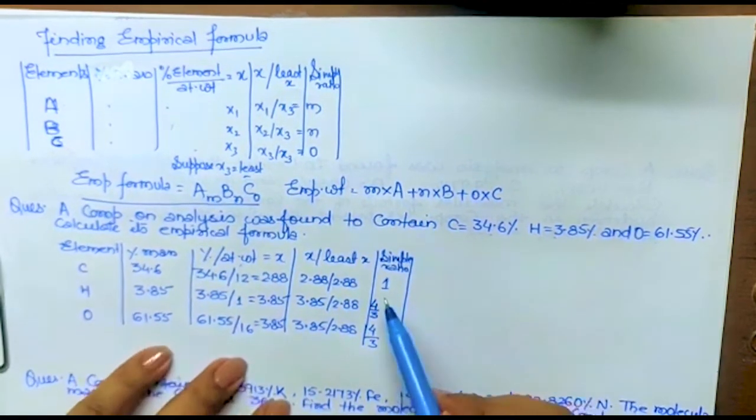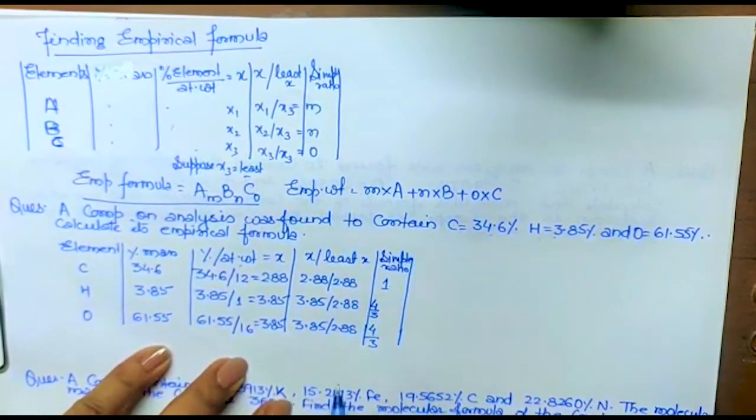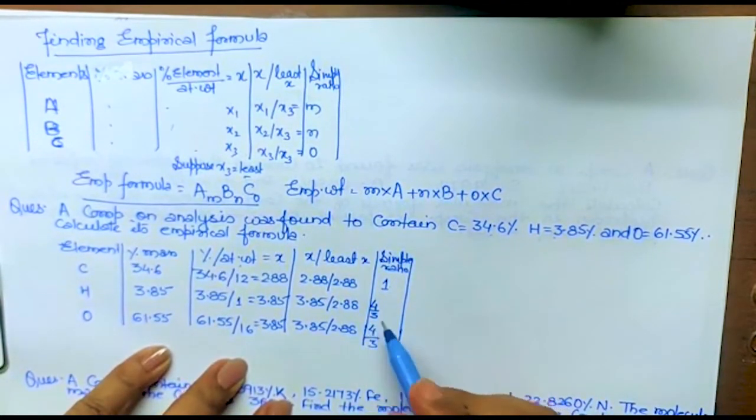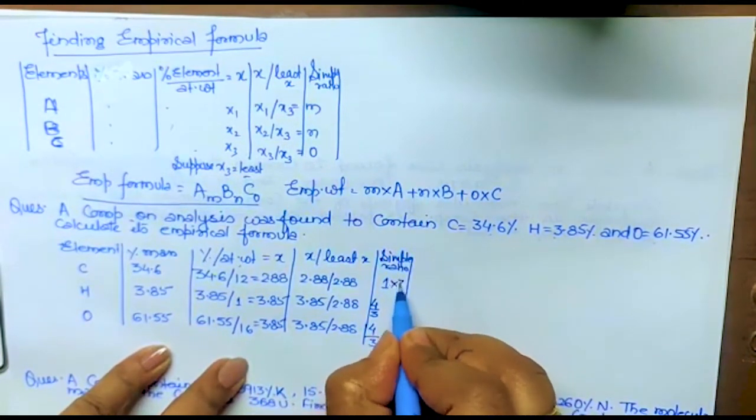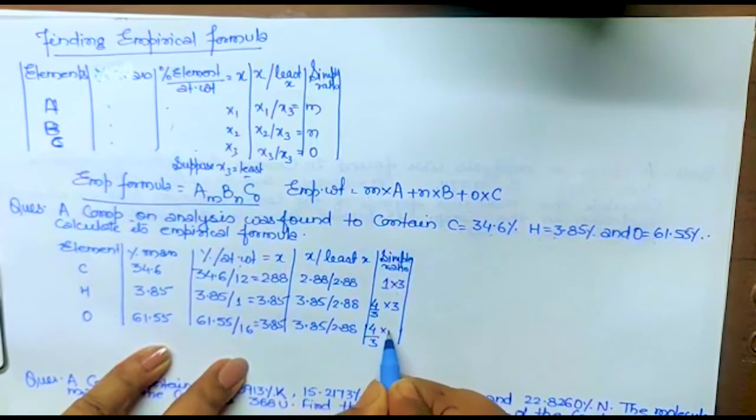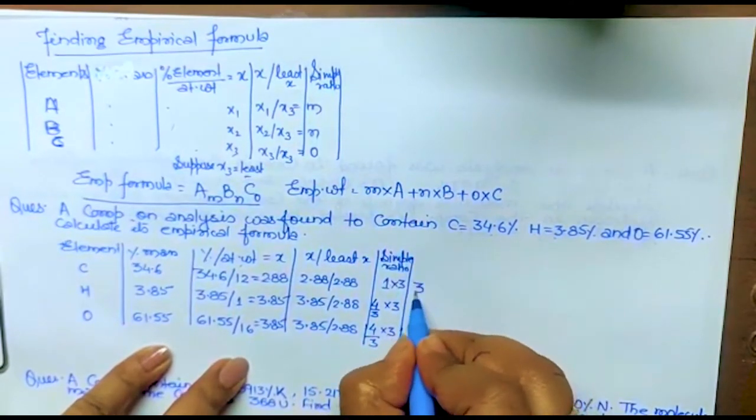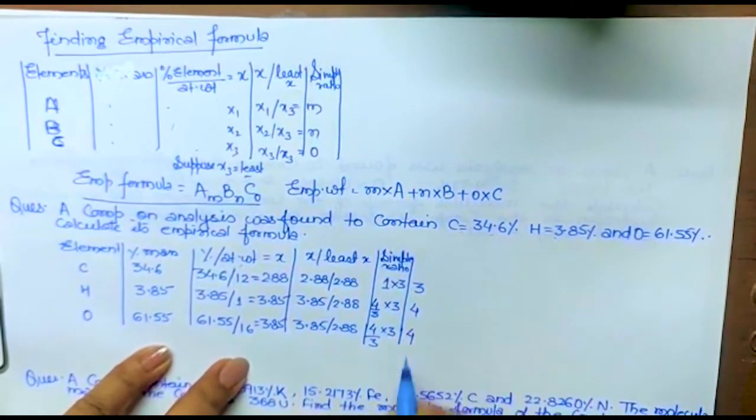So now, this is the whole number, but these are not. So what will you do? How can you convert all this into the simple whole number ratio? By multiplying by 3, isn't it? So multiply everything by 3. So what happened? This becomes 3, this is 4, and this is 4.